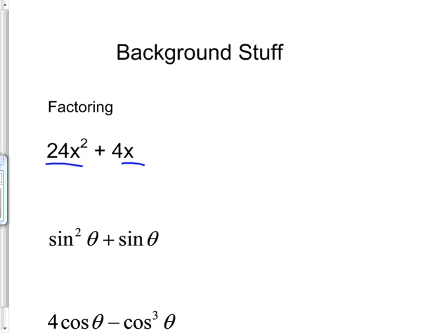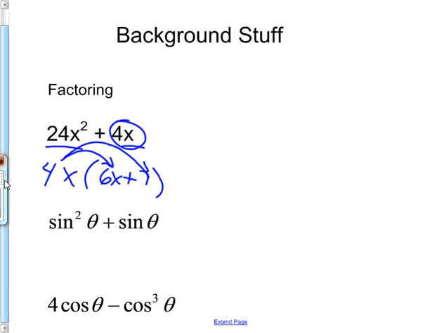So what would come out of both of these? 4 and an x. And then what would be left? 6x plus, when you take out the whole thing, you put a 1 back. That way when I multiply it back in like this, that makes 24x squared, and that times that makes 4x, right? Okay, so when you're doing sine squared theta plus a sine squared, you can factor out something.